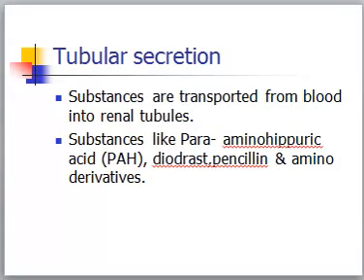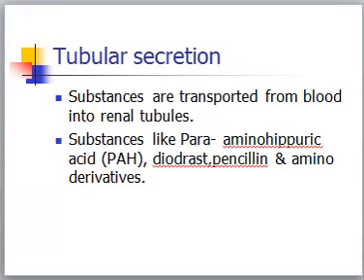So the diphenol trate was the first substance found to be secreted in the renal tubules in the experimental condition. Later, many other substances were found to be secreted, like para-aminohippuric acid, diodrast, and penicillin amino derivatives. So these are the substances later found to be secreted from the tubular part.